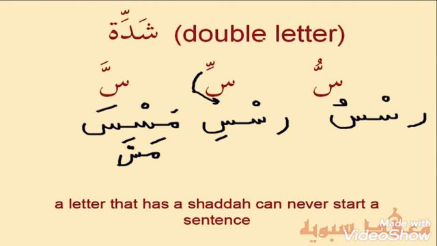Now, a letter that has a shadda can never start a sentence, as we said. That's why I put a letter that has a haraka on it. So let's put the fathas on those. So notice I put those huruf, those letters, in front, because there's no word that starts with a sukoon, or any letter that has a sukoon. Let's look at some words with the shadda.